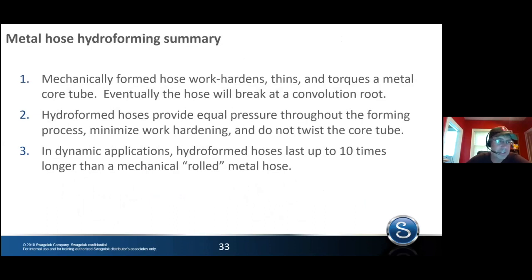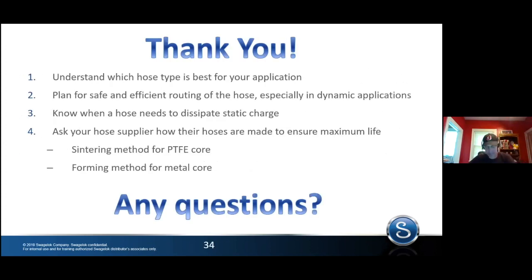In a static application, mechanical formed hose might be better because it's lower price. So again, it's important to understand the application, which type of metal hose is being applied, and for the most part, a dynamic hydroformed hose will last up to 10 times as long as a mechanical rolled metal hose. And with that, I think we're out of time, and we also are out of material. So basically, it's important to understand what type of hose you're using for your application.